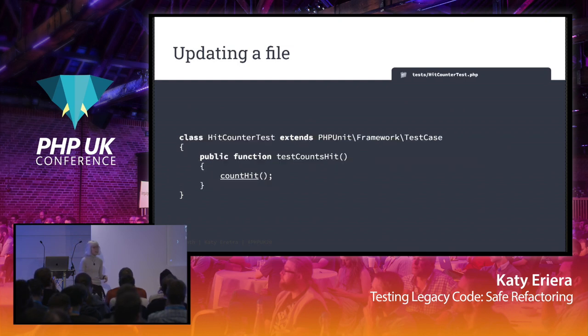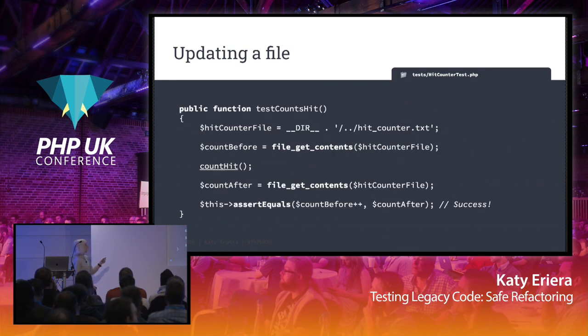Cool. We want to test this. So we test count hit. We need to find the contents of that file before we count a hit. So that's where we're getting our count before.